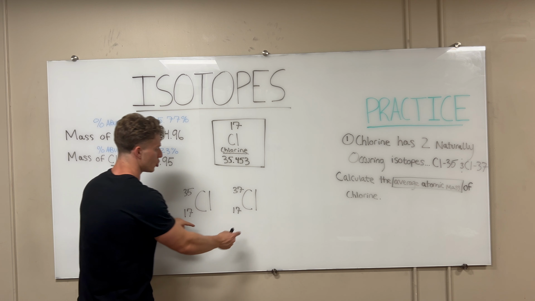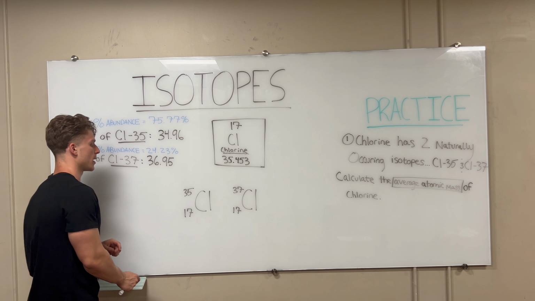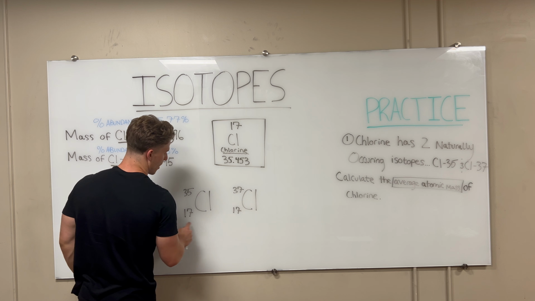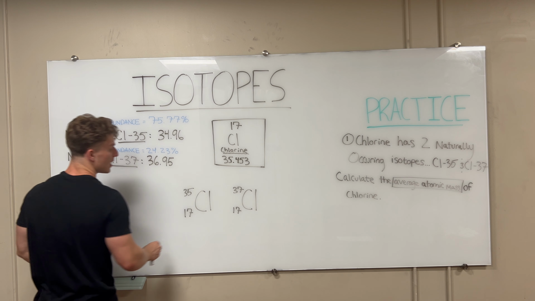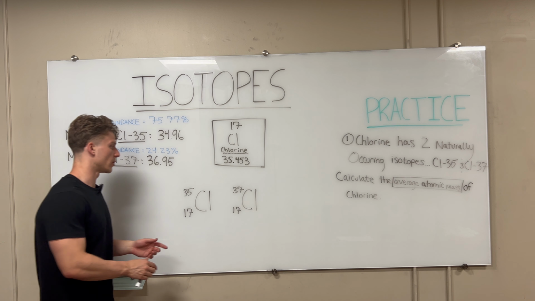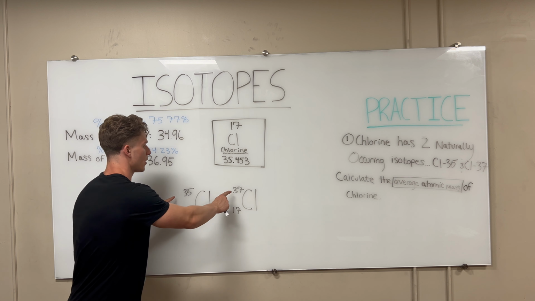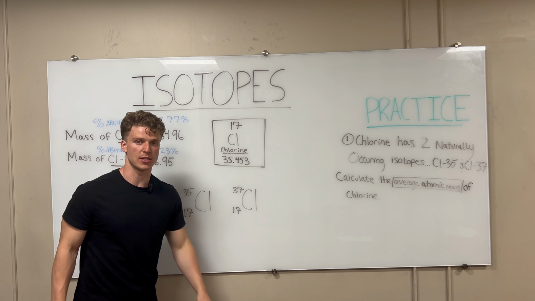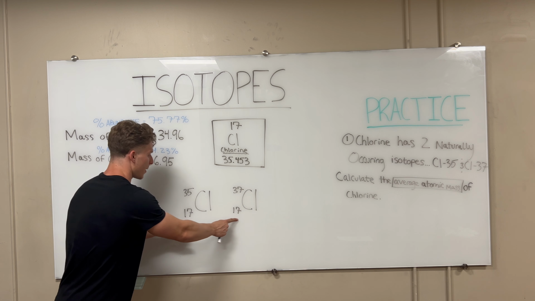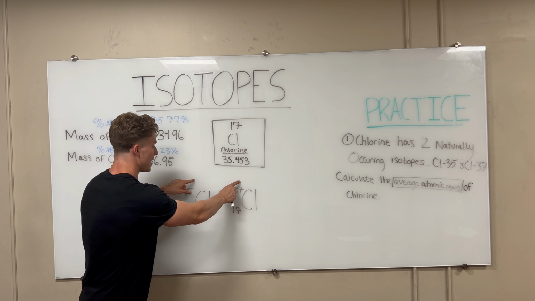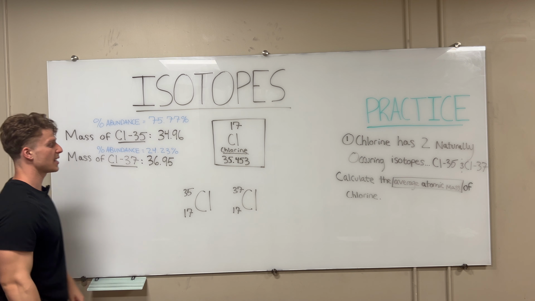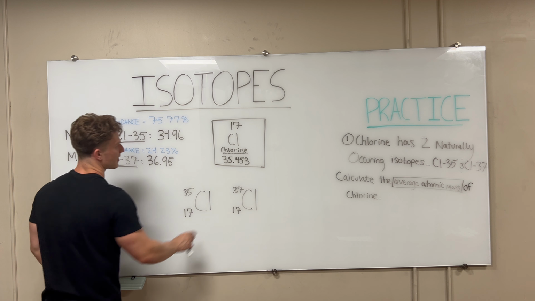Now, if we look at these two different versions of chlorine, we notice that the atomic number, which is written in the bottom left, doesn't change for either chlorine. So we have chlorine 35 and chlorine 37. That's the mass number for each of these chlorines. So we know that the atomic number stays the same, but for chlorine 35 and chlorine 37, we have a different mass number.